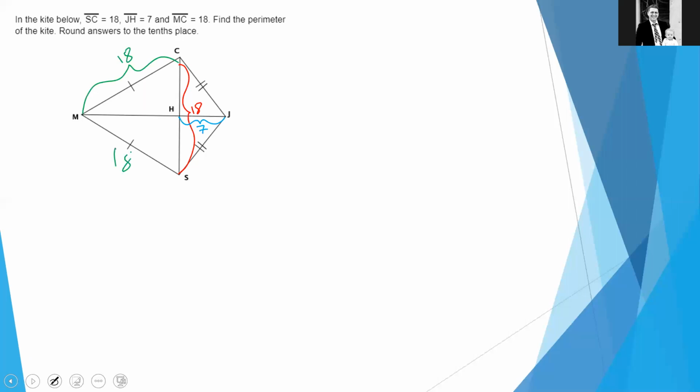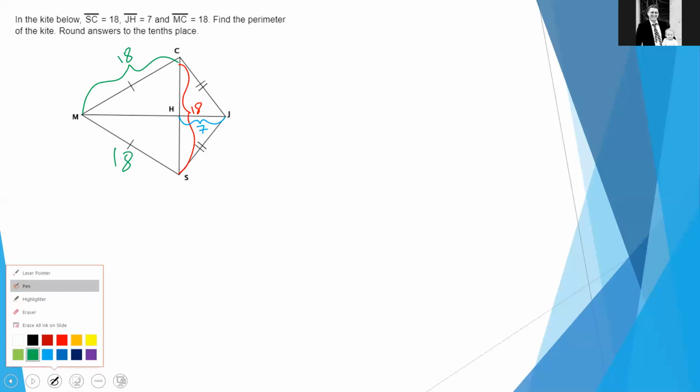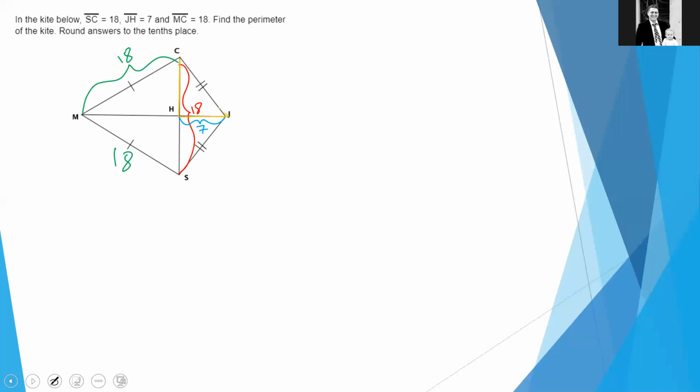Again, I know this is 18. Now, if I want to use the Pythagorean theorem, that means I need to have a right triangle that I know something about. I'm going to go ahead and use this right triangle, but there's an issue. We know from S to C is 18, so we actually need to divide that by 2 in order to get this, because remember that the side that separates the isosceles triangles within a kite is bisected. So now we can use 9 squared plus 7 squared equals c squared in order to solve for our missing side. So that's 81 plus 49 equals c squared.